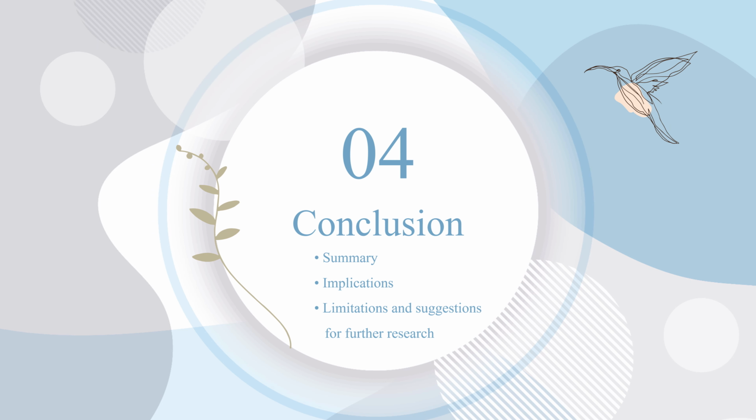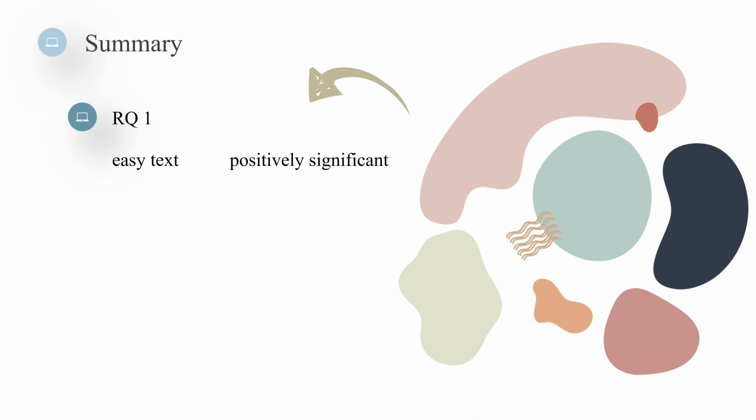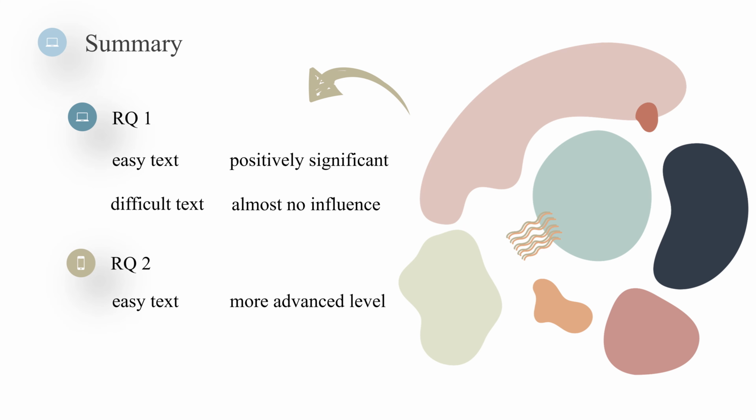Next, let's move on to the conclusion part. In this part, I will introduce a brief summary of this study, implications for teaching, and limitations and suggestions for further research. Regarding the first research question, according to the research results, we can conclude, for the easier text, the influence of language knowledge and background knowledge on reading comprehension of the specific purpose tests is positively significant, whereas for the more difficult text, there is almost no influence.